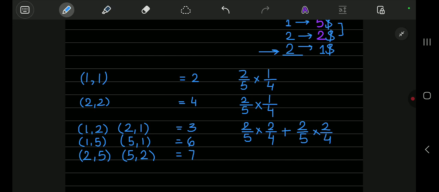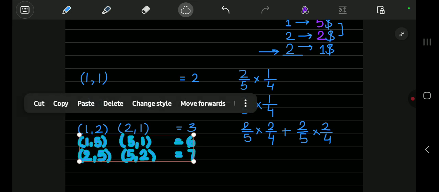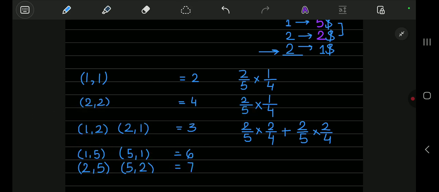Okay, this is it. Now the same goes, let's look into 1 5 and 5 1. So if you get the first $1 coin, that is 2 out of 5 probability, and if you get 5 as the second coin, then 1 out of 4, because the total coins of $5 is 1, so 1 out of 1 less. Plus, if you get 1 out of 5 for the first $5 coin, and for the second $1 coin it would be 2 out of 4.